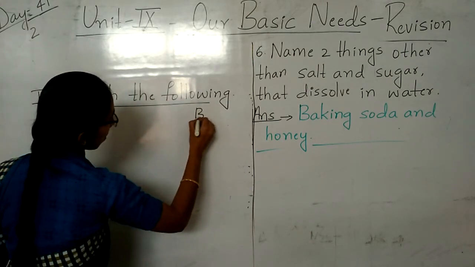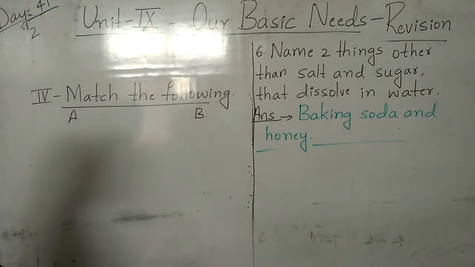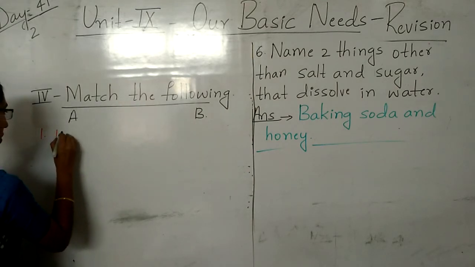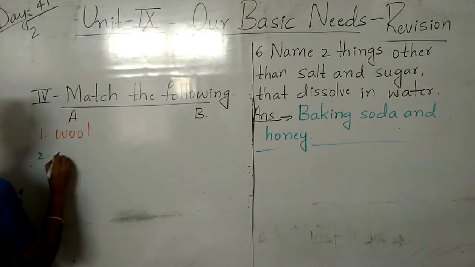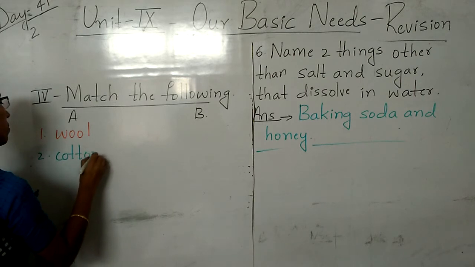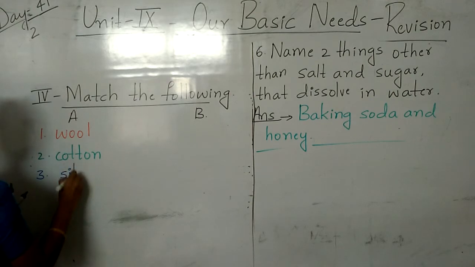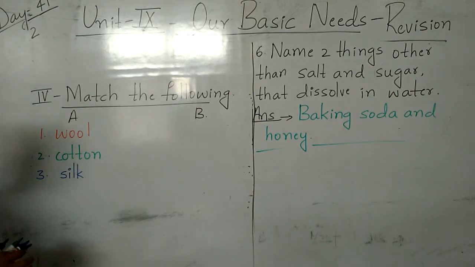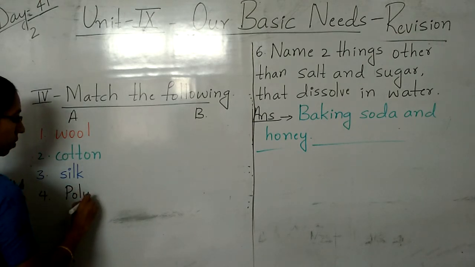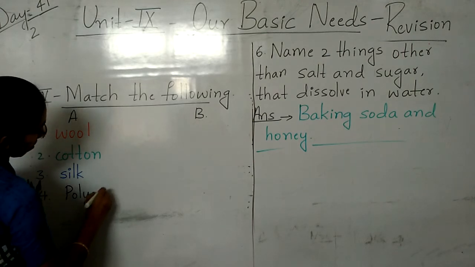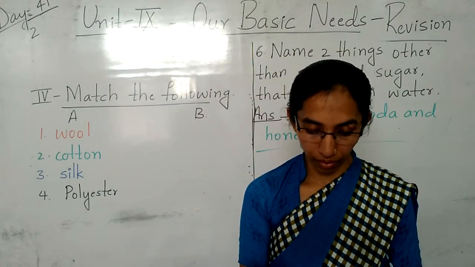A and B. What is that first here? First is wool. Next is cotton. Third is silk. And the last one is polyester. Okay, children?